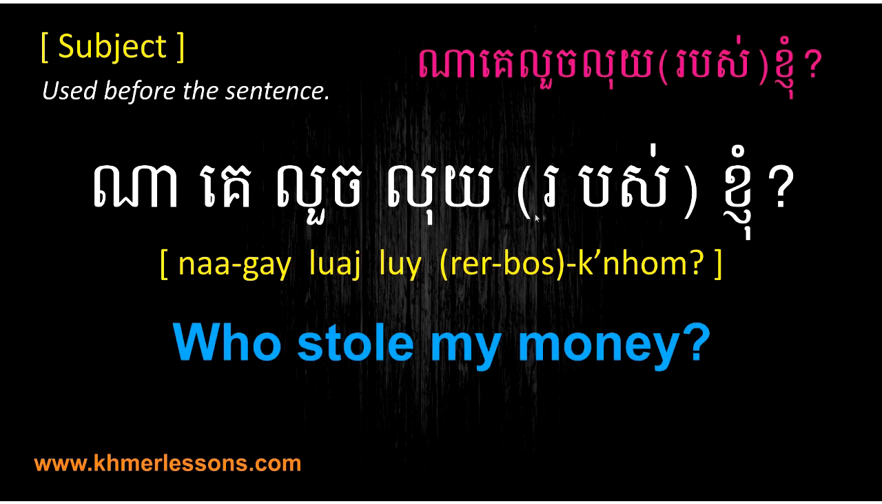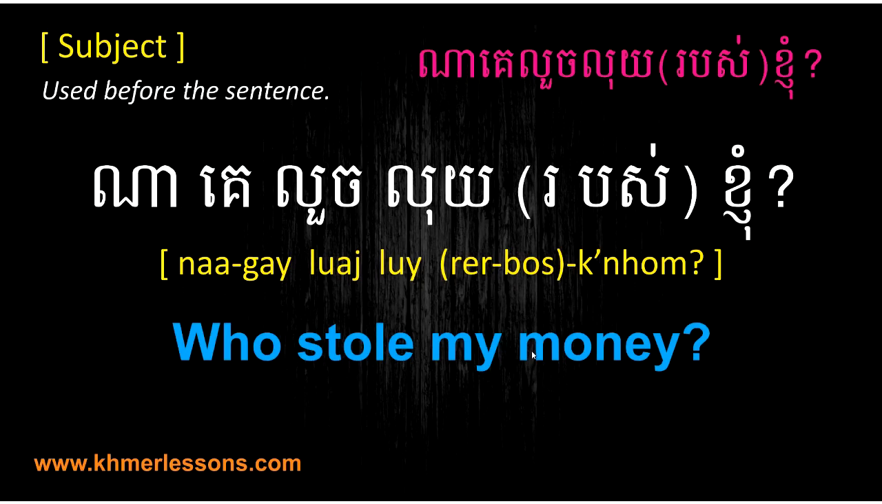ណាគេលួចលុយរបស់ខ្ញុំ. "របស់ខ្ញុំ" means my, and you see I place it in the bracket, so this one is optional. For speaking, no need to say "របស់," you just say "ខ្ញុំ." So finally I can say I, me, my: we use the same word but just in a different place.